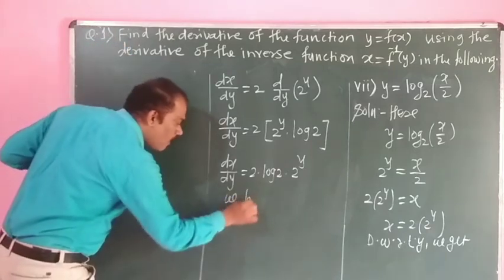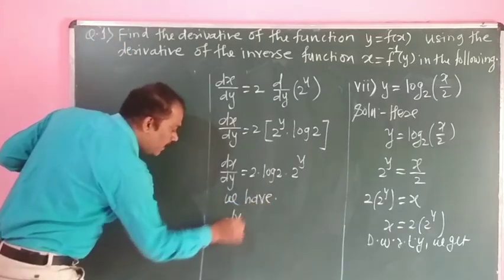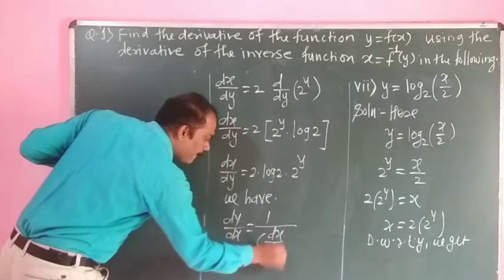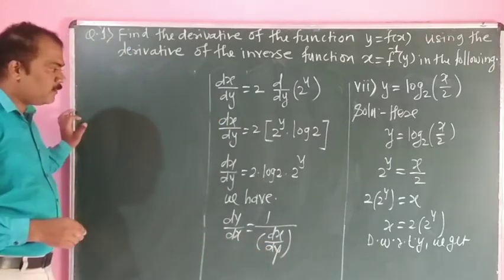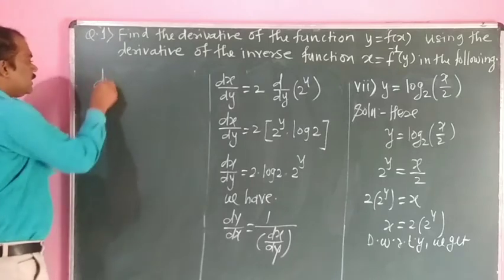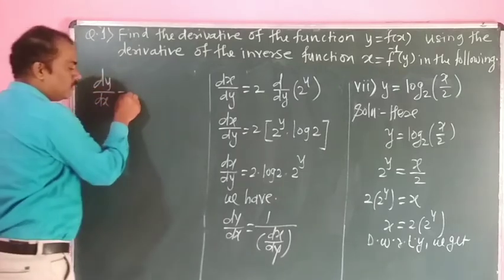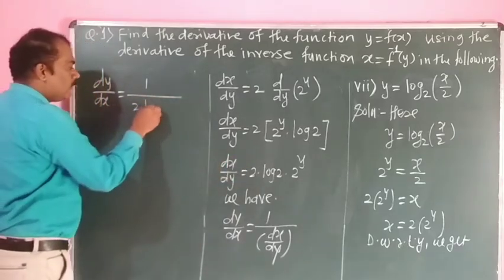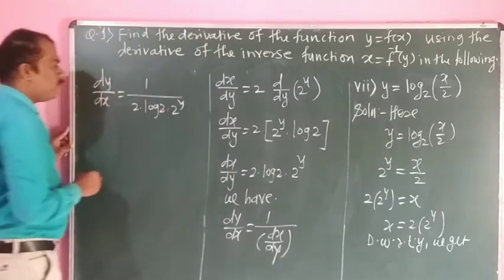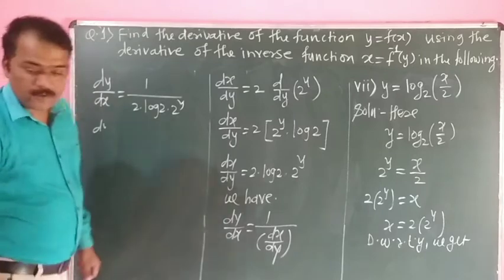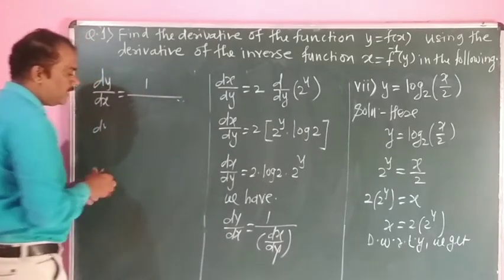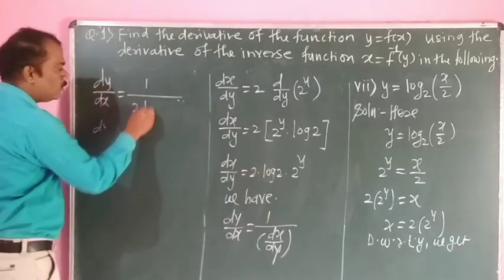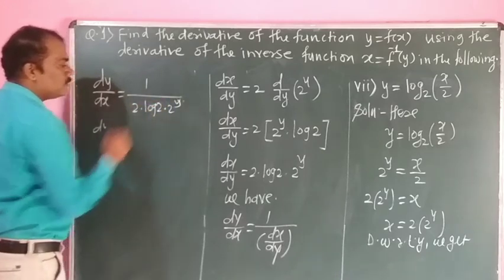We have dy by dx is equal to 1 upon dx by dy, with the condition that dx by dy is not equal to 0. So by using that, dy by dx is equal to 1 upon, substitute the value of dx by dy, which is 2 into log of 2 into 2 raised to y.